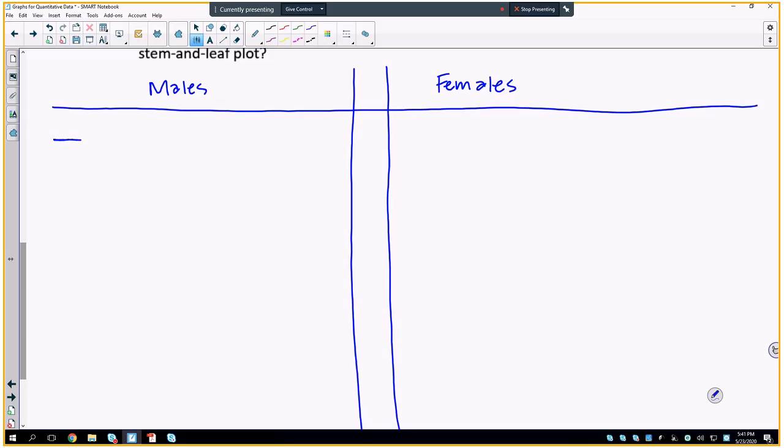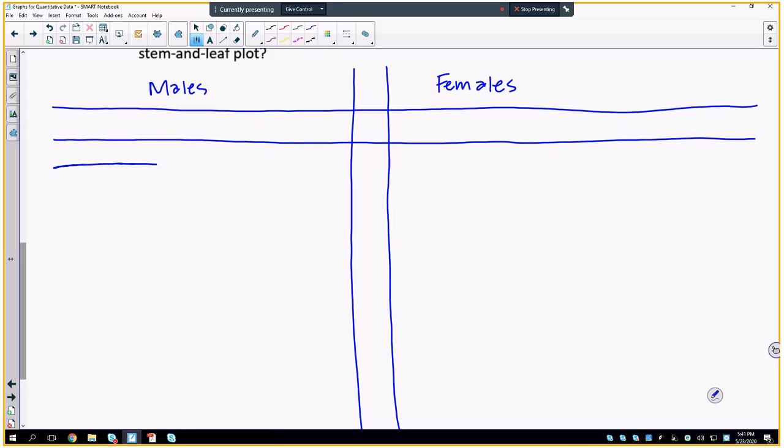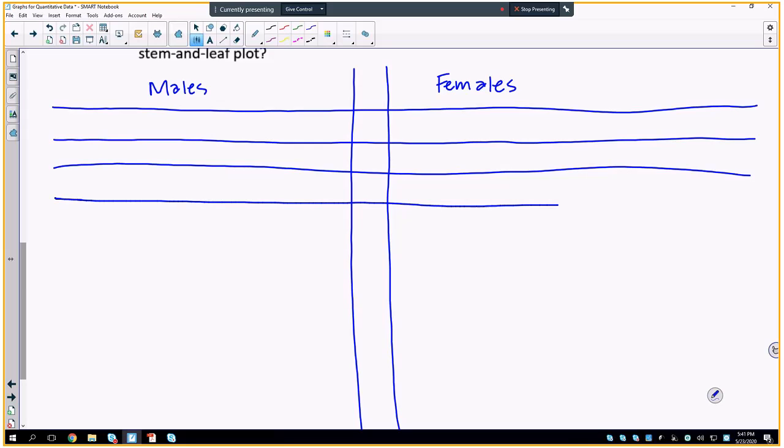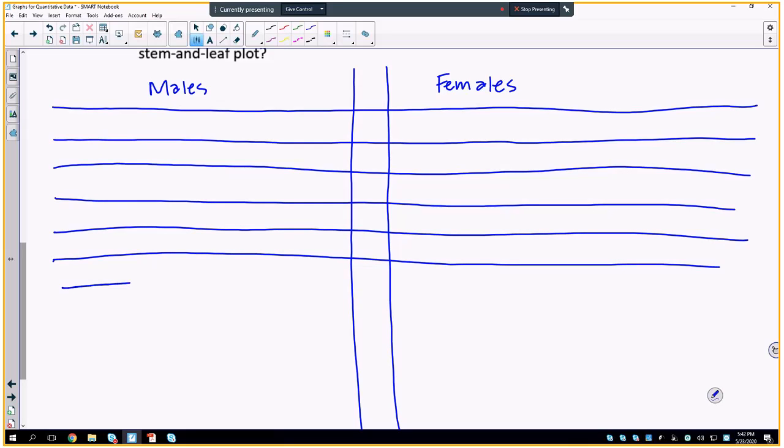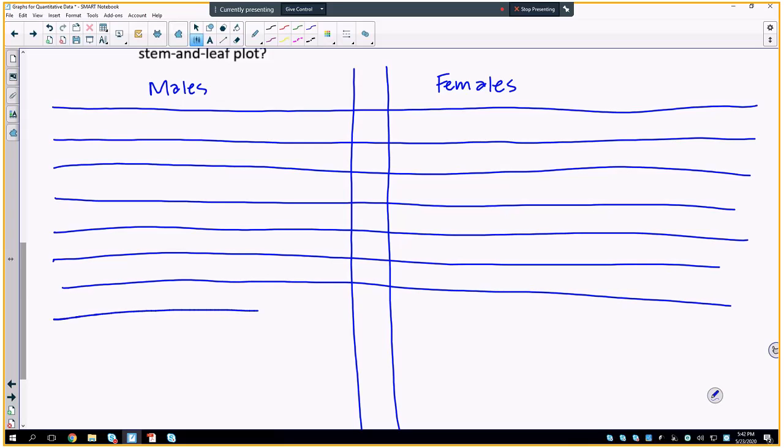So we're going to do one per decade. So we have actors and actresses in their 20s, 30s, 40s, 50s, 60s, 70s, and 80s. So this is going to be 20s, 30s, 40s, 50s, 60s, 70s, 80s.